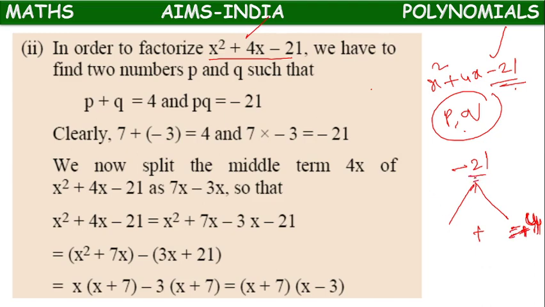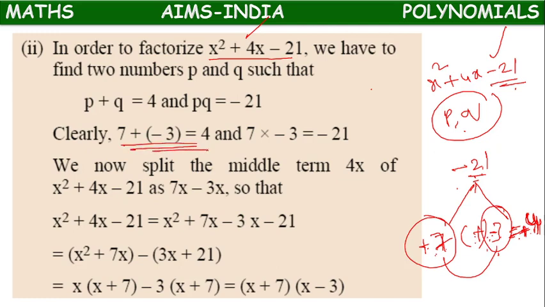So what numbers can we guess? 7 threes are 21. 7 into 3. Multiply means 21 will come. But add means we should get plus 4. So the bigger number gets the plus sign, the smaller number the minus sign. Then if we add plus 7 minus 3, we get plus 4, and plus 7 into minus 3 gives minus 21. So we have to take two numbers, 7 and minus 3.